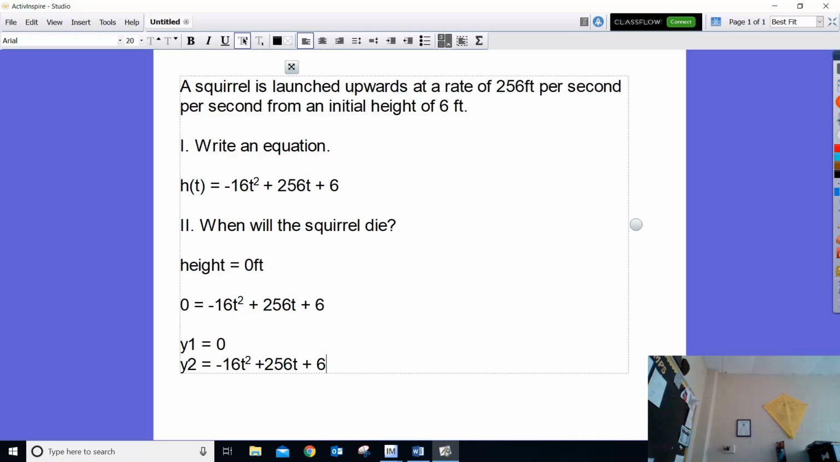Turn your calculators on, kids. I've been telling you that's what you're going to put in Y1, Y2. Y'all just sitting there, mouth breathing.